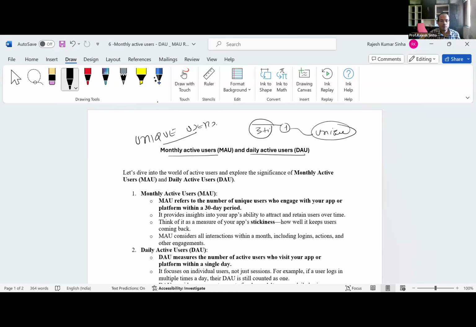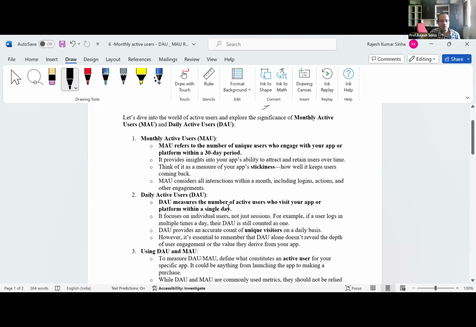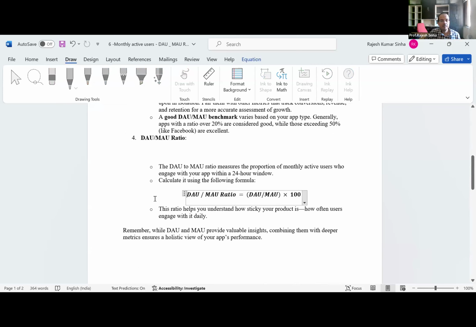So I have to find the number of monthly active users and the number of daily active users. It should grow. It should not come down. It grows when I run good types of campaigns. I may have some threshold time like 30 days. It can be weekly also. But what is the role of this? The role of this is finding this ratio.